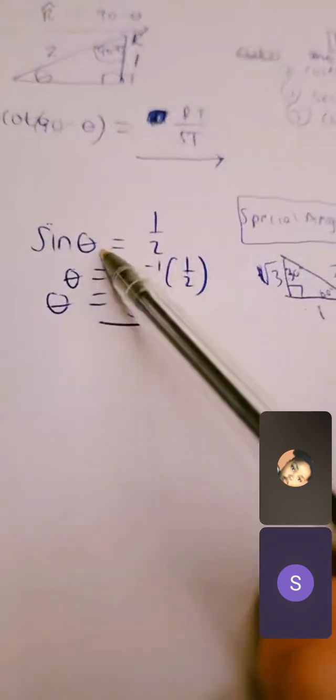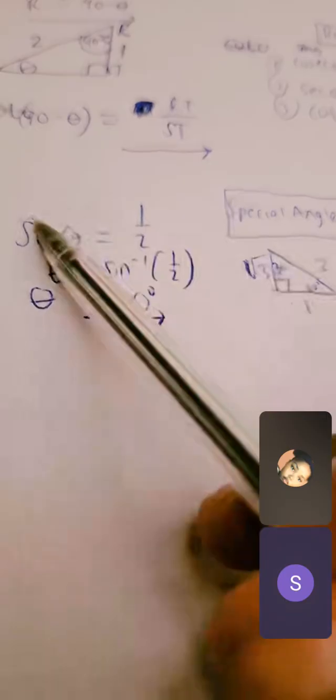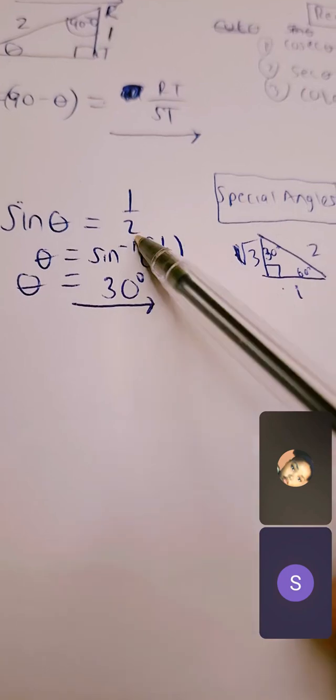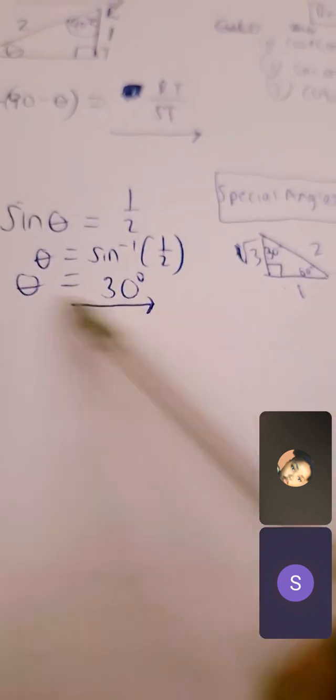So whenever you want to express this decimal as an angle, you take shift of that particular trig ratio on the other side. It's called arc sine. So the arc sine of half. You press shift and sine, and then it will appear, and then you can put half in the brackets, and when you get it, you get 30 degrees.